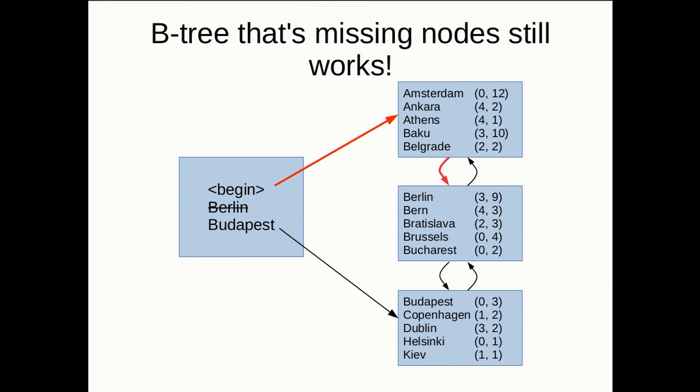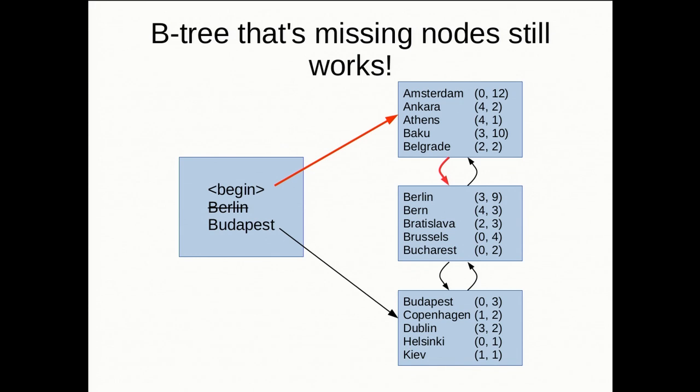Yeah, question. Do you mean that the link to the second leaf page could just be momentarily not there, or do you mean that it could end up permanently not there? It could be. Right, so the question was, did I mean that the link might not be there permanently or just temporarily?